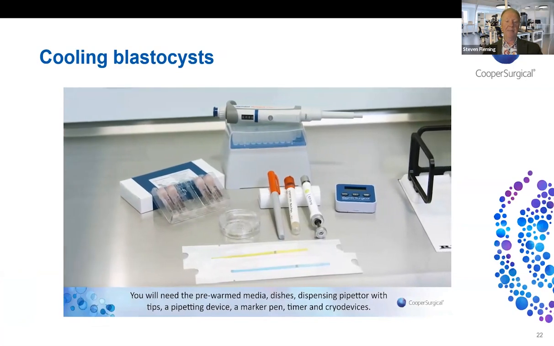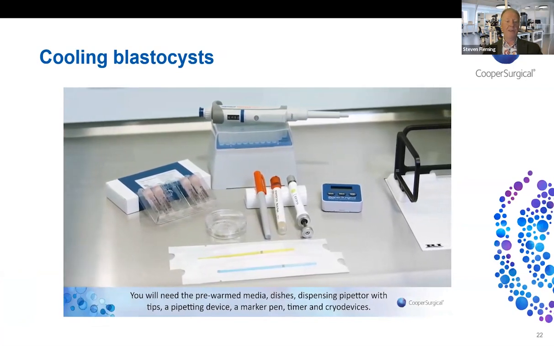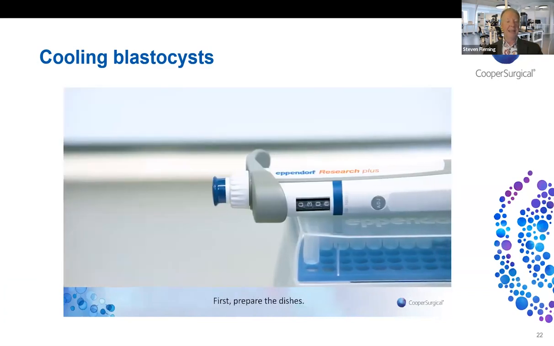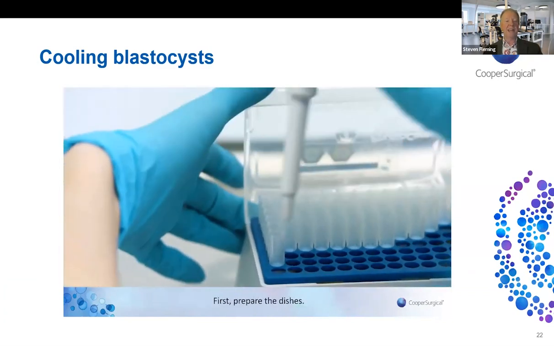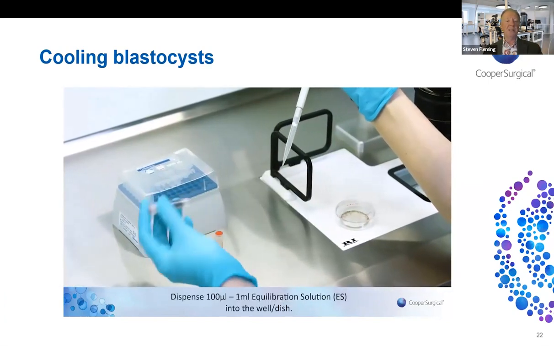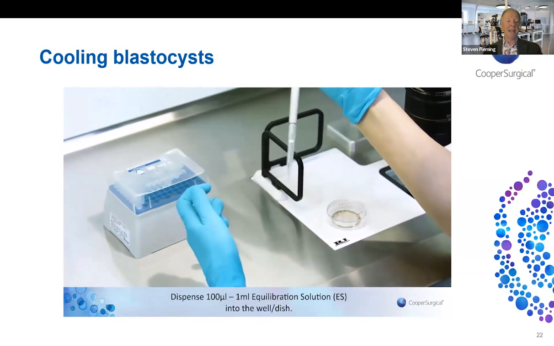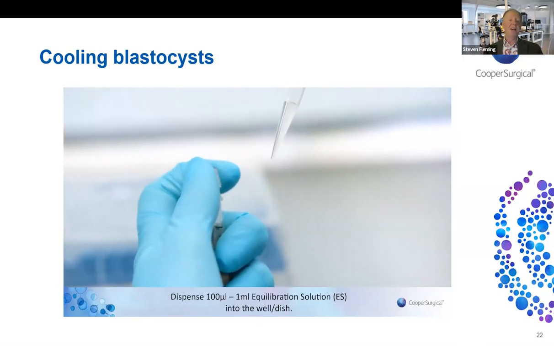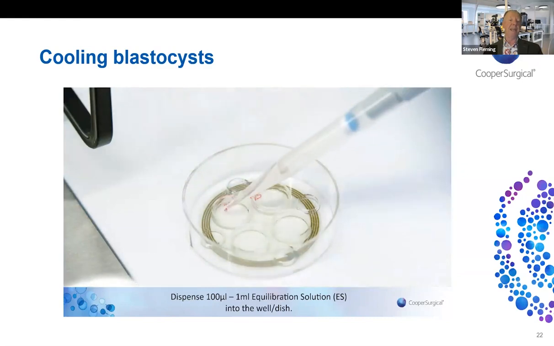Again, get everything ready. You don't want to stop halfway through because you've forgotten something. And again, because it's the stage vitrification kit, it's being performed at every step at room temperature. These vials would have been allowed to reach room temperature for about 20 to 30 minutes before use, after taking out of the fridge, mixed.